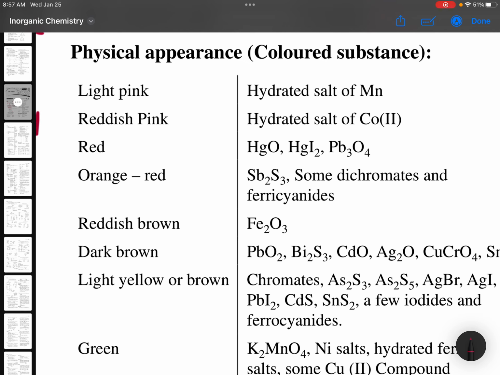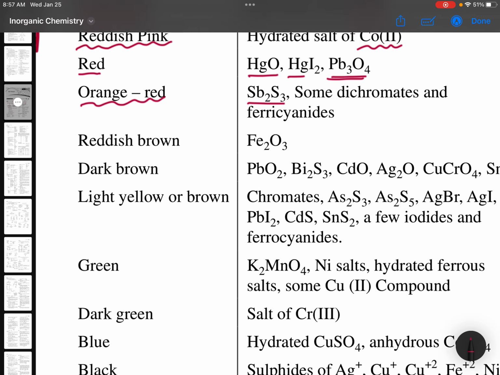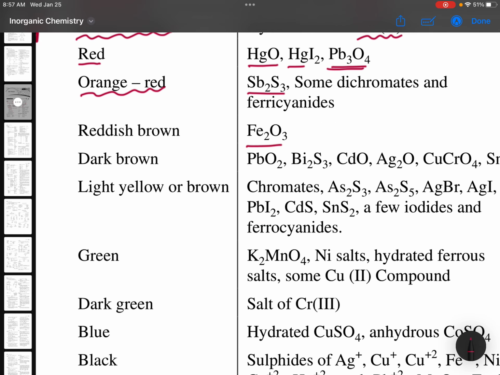Physical appearance, how do they appear? Light pink color, hydrated salt of manganese. Reddish pink color, hydrated salt of cobalt 2. Red color: HgO, HgI2, Pb3O4, sindoor. Orange red color: Sb2S3, some dichromates and ferricyanides. Reddish brown, Fe2O3.